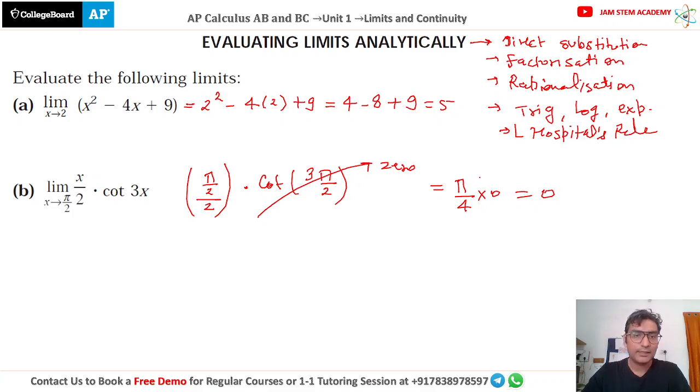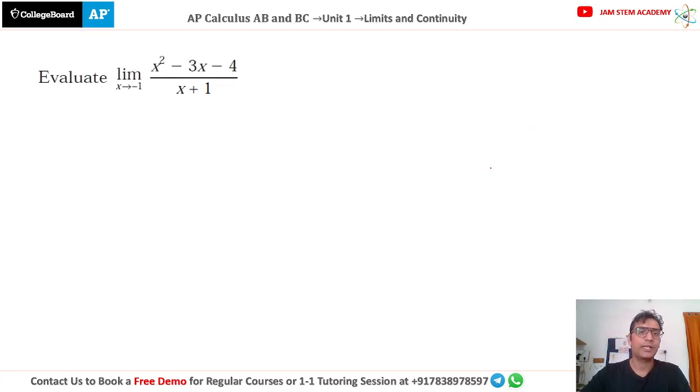But let's consider another situation where it says limit x approaches negative 1, right? X squared minus 3x minus 4 upon x plus 1, the same question that we started with. We have seen its answer is negative 5 using the graphical method as well as the tabular method. Let's do it with the analytic method. So here direct substitution is not working because when I substitute x equals negative 1, I'm getting 0 in the numerator, 0 in the denominator.